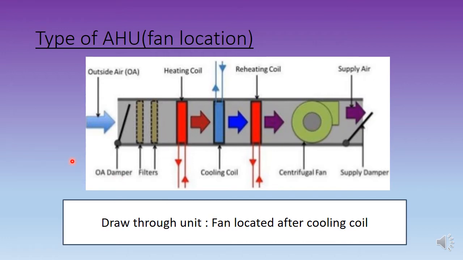Okay, and the type of AHU can also be classified based on fan location, and we may have a draw through unit, whereby the fan is located after the coil, after the cooling and also the heating coil, and the fan will draw the air into it before it blows into the supply duct.